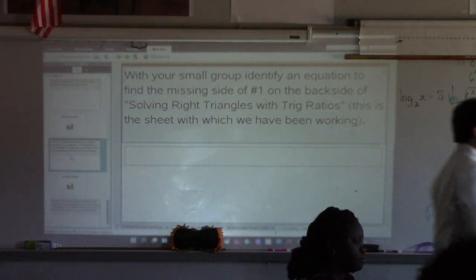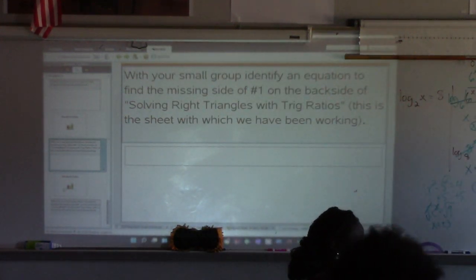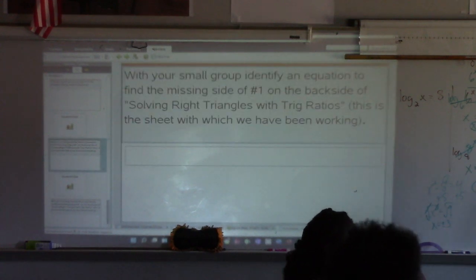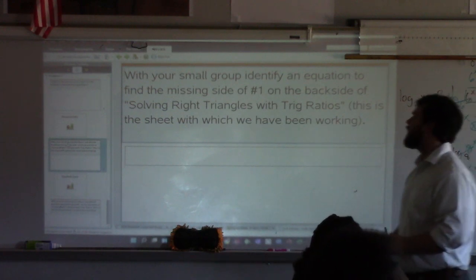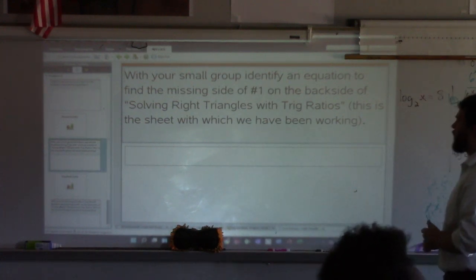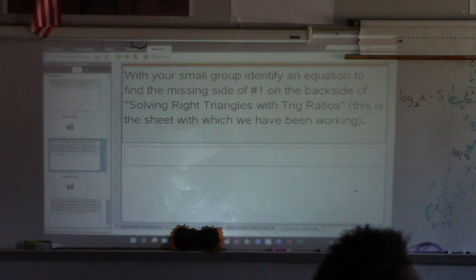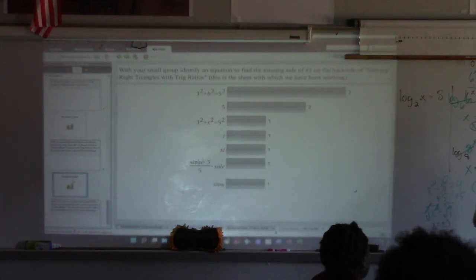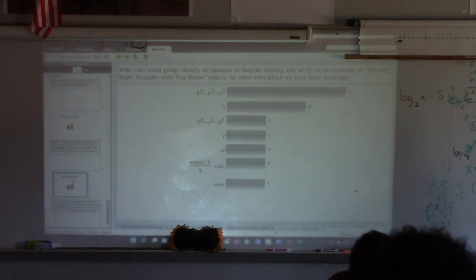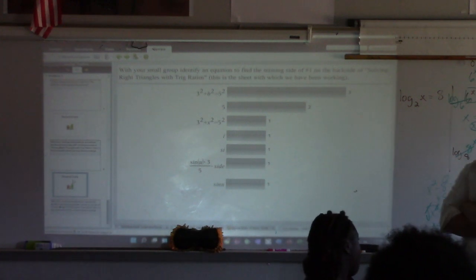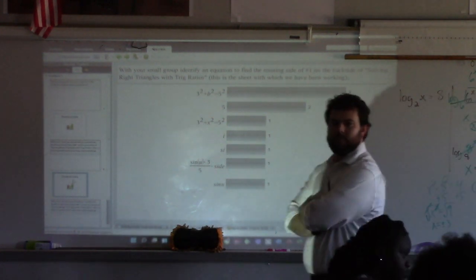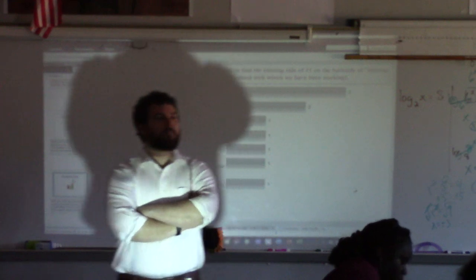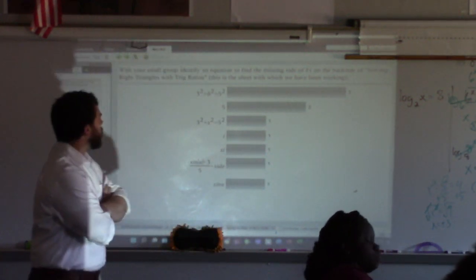Alright. Let's see what some of our peers said for this first question. Remember, this question is, with your small group, identify an equation to find the missing side of number 1 on the backside of solving right triangles with trig ratios. Does anyone see an equation here? The top one? What is that top equation?